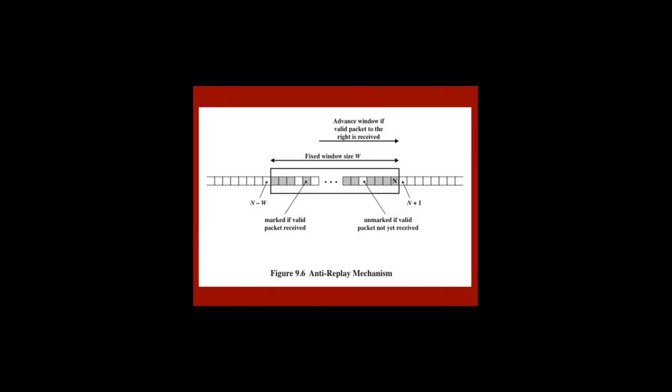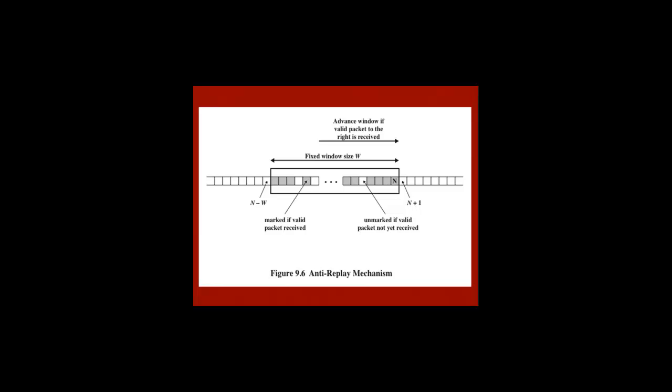Thus, the first number to be used is 1, and if anti-replay is enabled, which is the default, the sender must not allow the sequence number to cycle past 2 to the 32nd minus 1, and then it just wraps around back to 0. Otherwise, there would be multiple valid packets with the same sequence number. If the limit of 2 to the 32 minus 1 is reached, the sender should terminate the SA and negotiate a new SA with a new key.